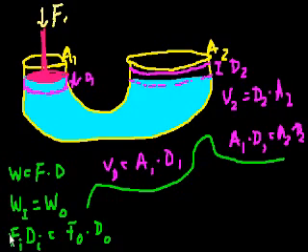And I said, well, that means that the input work is equal to the output work, or that the input force times the input distance is equal to the output force times the output distance. That's just the definition of work. And let me just rewrite this exact equation. Let me divide the input force, just for kicks, by this area.